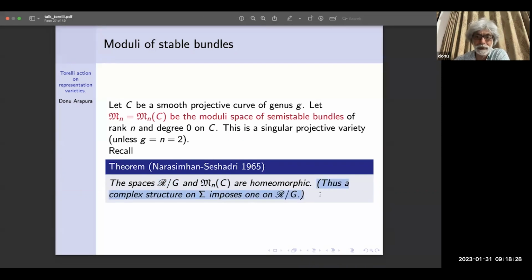And I'll just say in passing that if you choose a complex structure on sigma, that imposes one on the character variety. Again, I didn't write this down, but maybe I can say it. If I give you a representation of G, I just take the associated flat bundle, and one checks that that is in fact an object here. And that's what the map is. You just take the representation, send it to the flat bundle, and that's it.